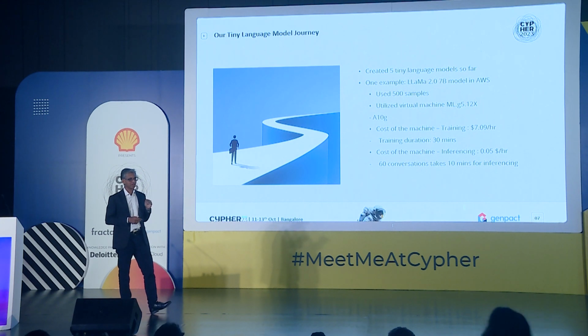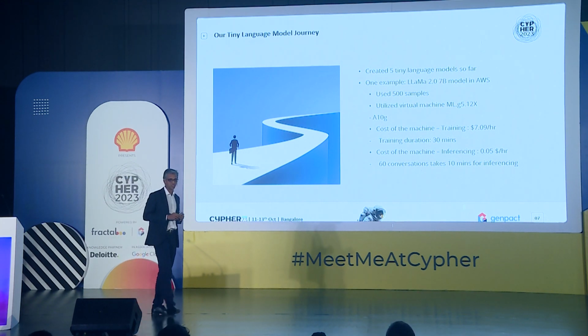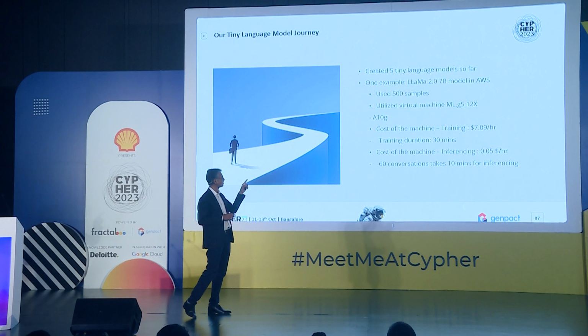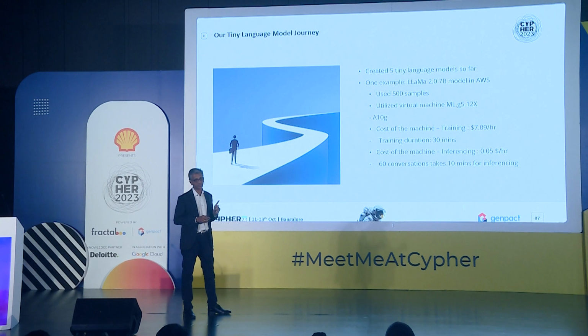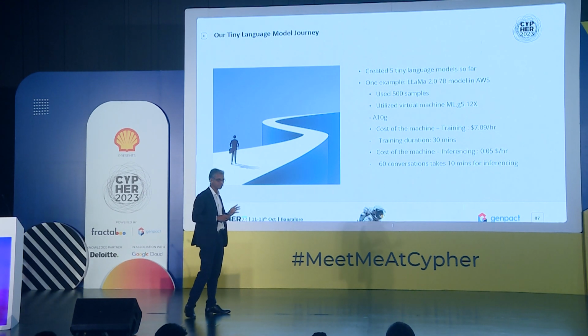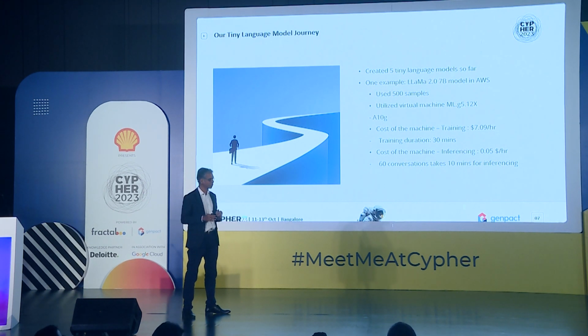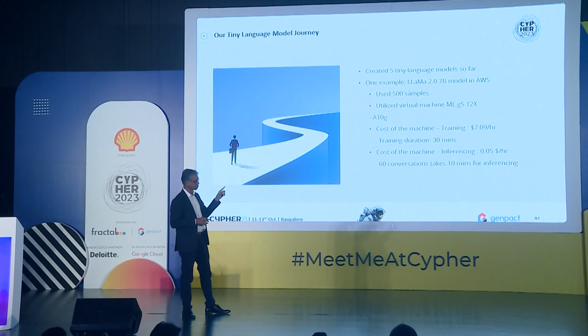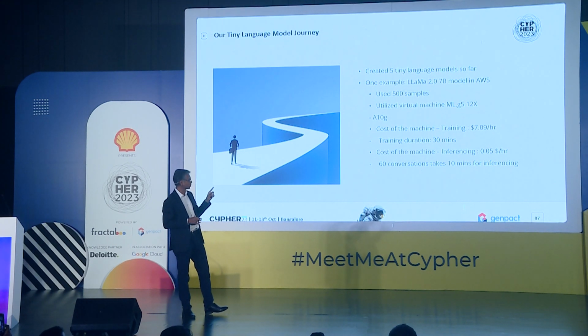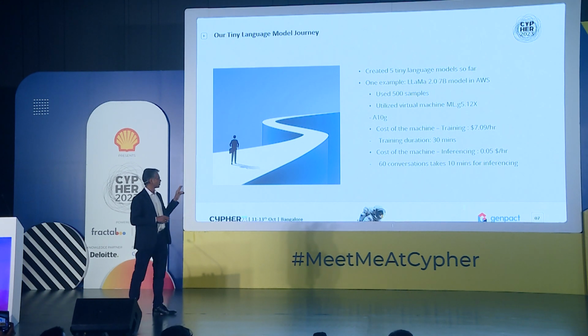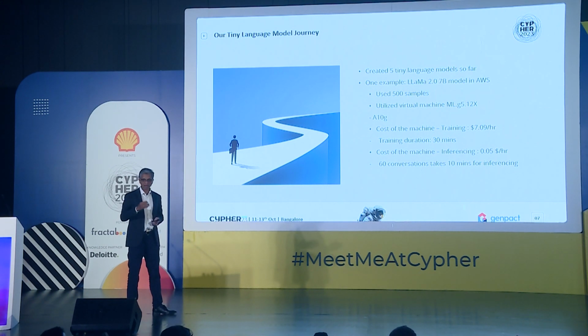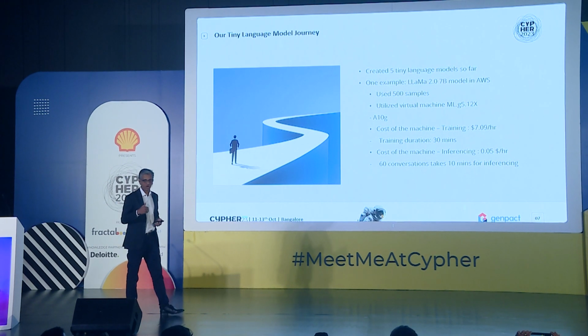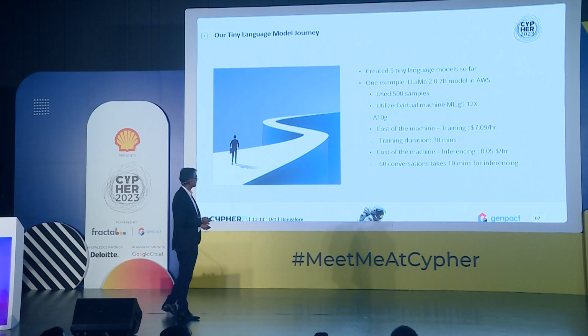You ideally need an A100 kind of machine. If you get an H100, nothing like that, it's very good. But we used an A10G machine, which is the ML G12X machine. The cost of the machine per hour is 7.09 USD, and we trained the model for 30 minutes. And the inferencing cost is 0.05 USD per hour. 60 conversations take, so our sample is nothing but a conversation. I'll go to the next slide.